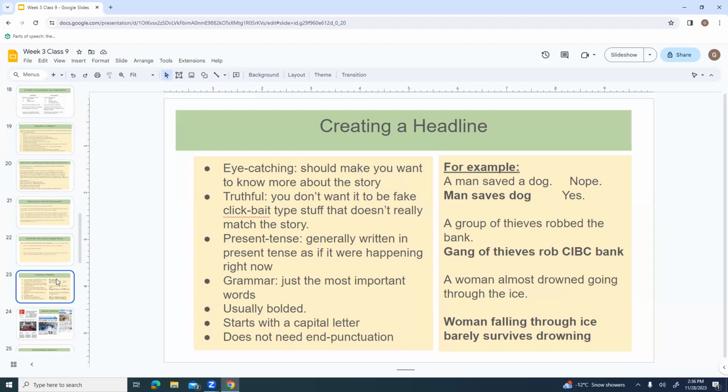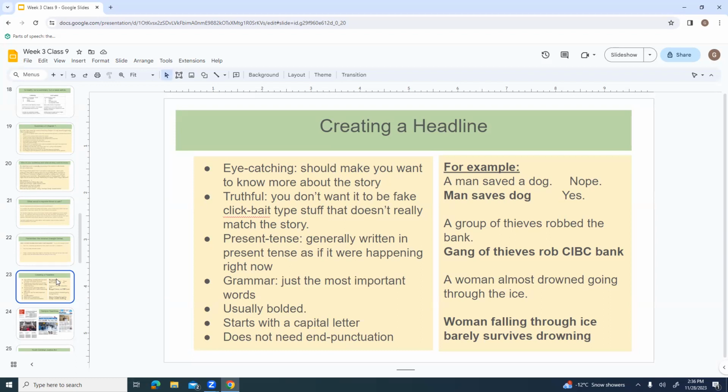I think if there's anything else. So here are some examples. Like "A man saved the dog." No, that's not really a headline. "Man saves dog." Yeah, that's a headline. "A group of thieves robbed the bank." No, that's a sentence. A headline would be "Gang of thieves robs the IBC bank."